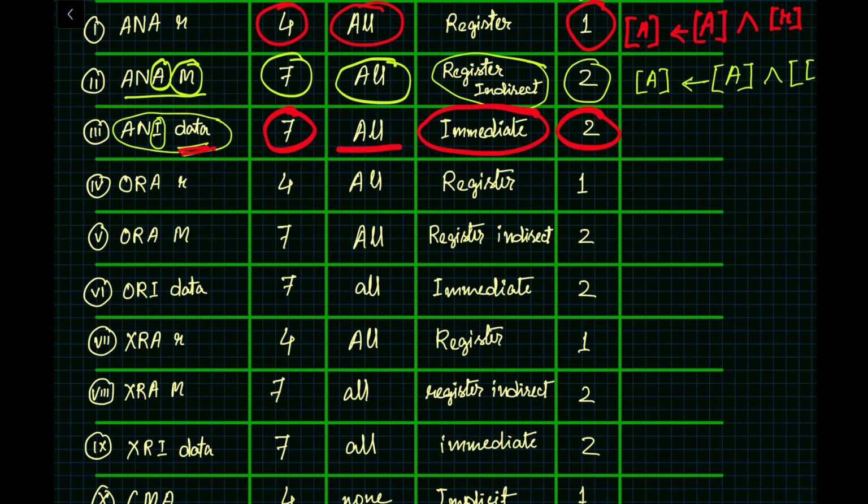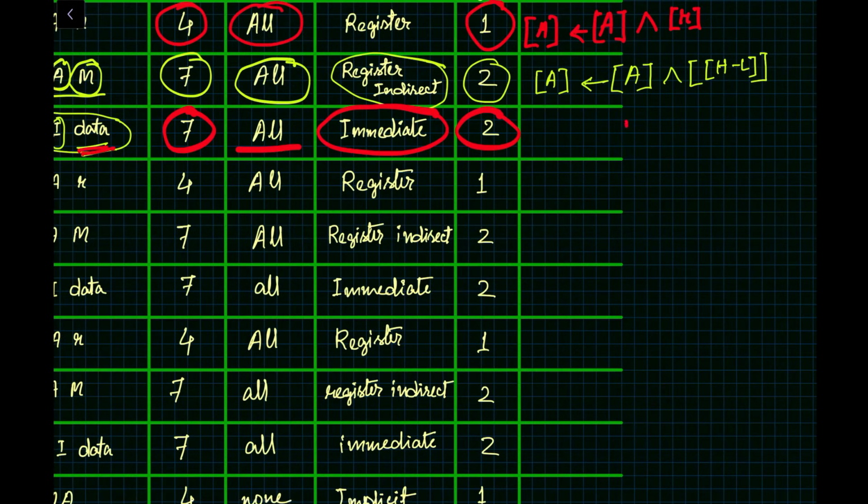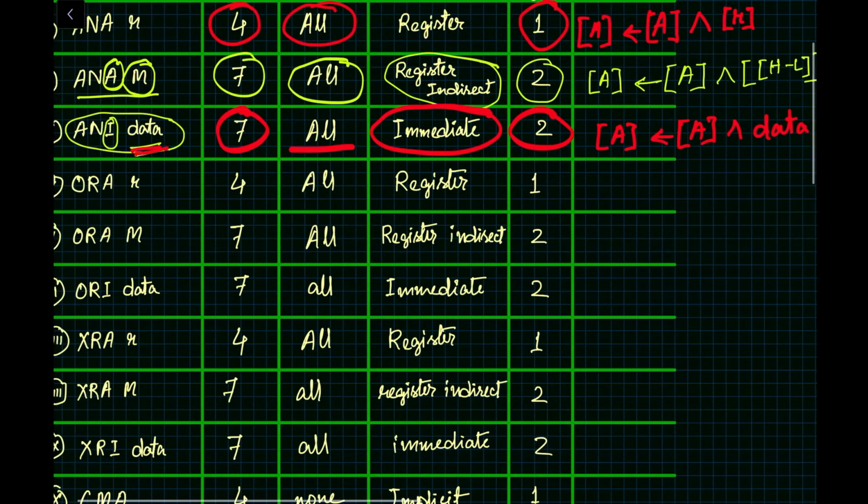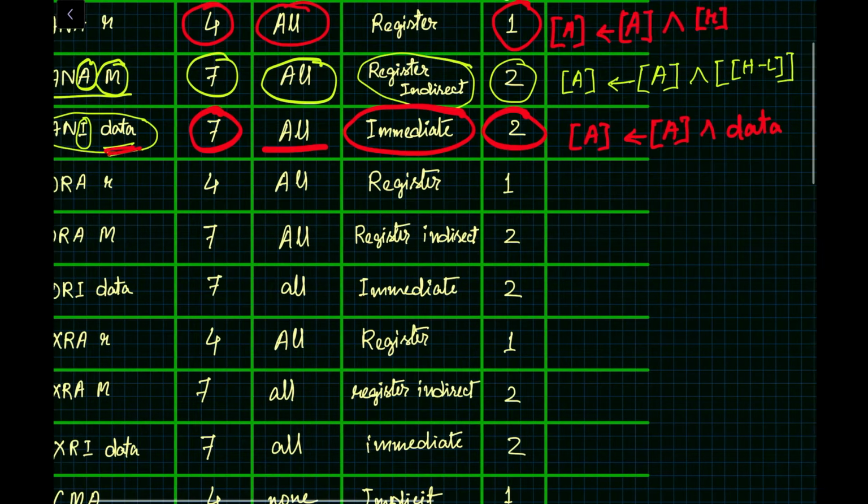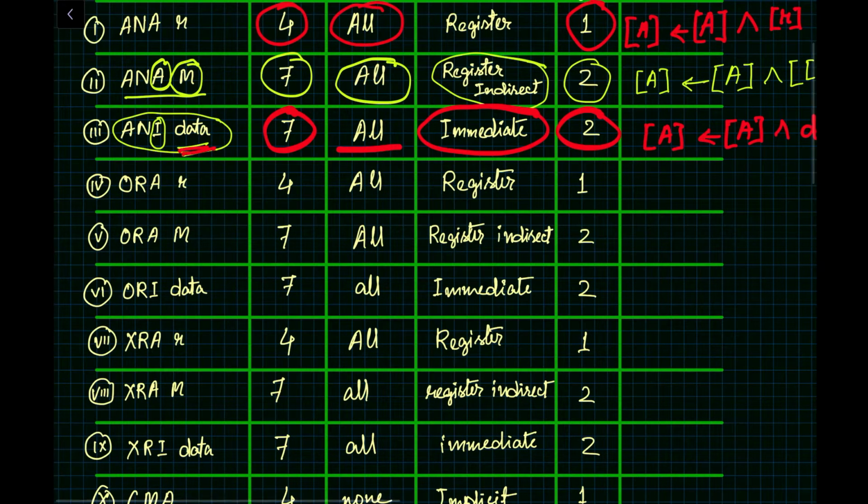Okay, so here also we can write, whatever the given data is, that will be ANDed. This is the symbol of the AND operation, data given. So we can directly write down here, this is data. Data is ANDed with the accumulator content and the result is stored in the accumulator. So this is the expression, or we can say the mathematical expression. Now let us go to our fourth instruction.